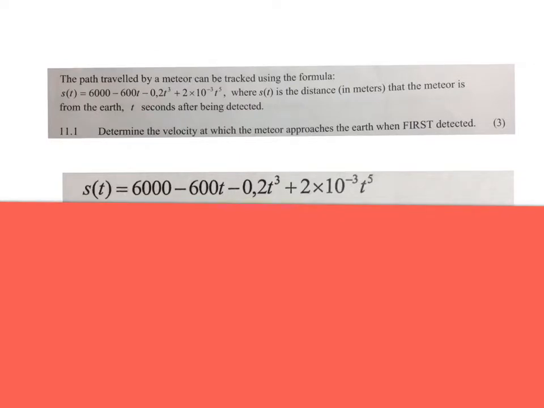Although kids don't like word sums, I always say to my students, take a chance on this word sum. And you can just do 1 or 2 or 3 things. You don't even have to understand exactly what you're doing. We read the question again. It says, the path traveled by meteor can be tracked by using the formula. They give us the formula, where S of t, this thing, is the distance in meters that the meteor is from the Earth, t seconds after being detected.